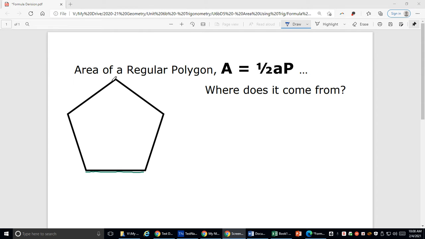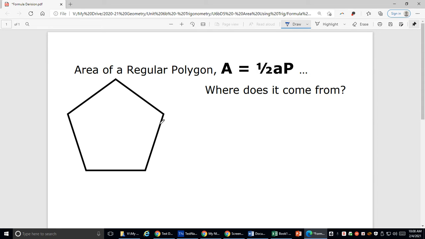Remember, a regular polygon means all of my sides have the exact same length and all of my angles have the exact same measure. So just so that I have an example to work with, I have put a regular polygon here, a regular pentagon. Okay, so all 5 sides are the same, all 5 angles are the same. If I wanted to find the area of this and I didn't have the formula, let's think about what we would do.